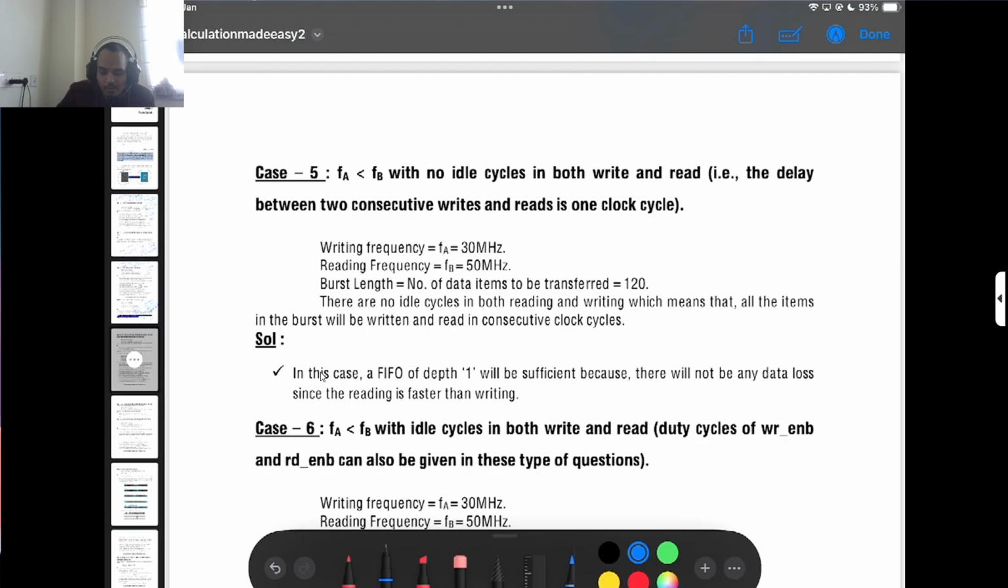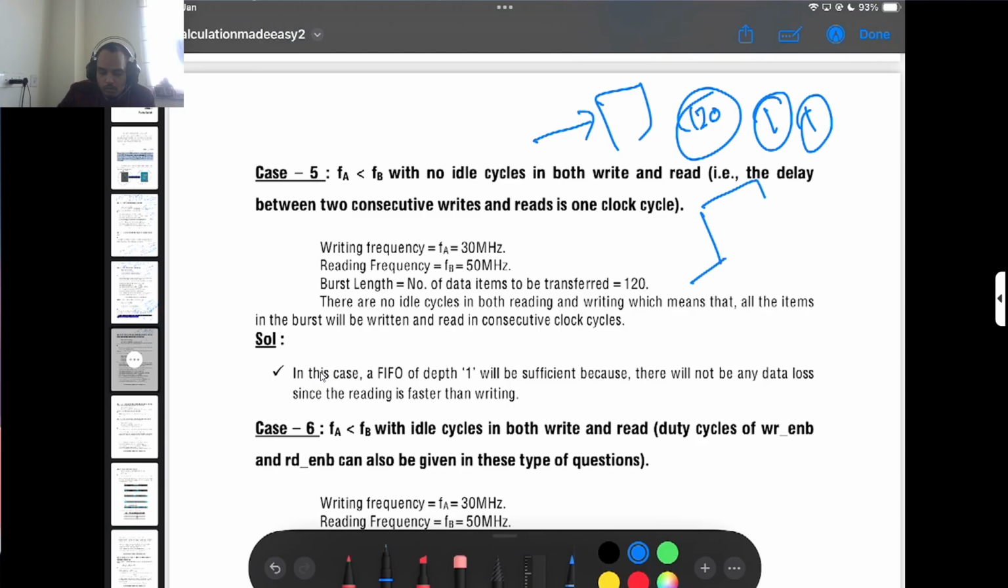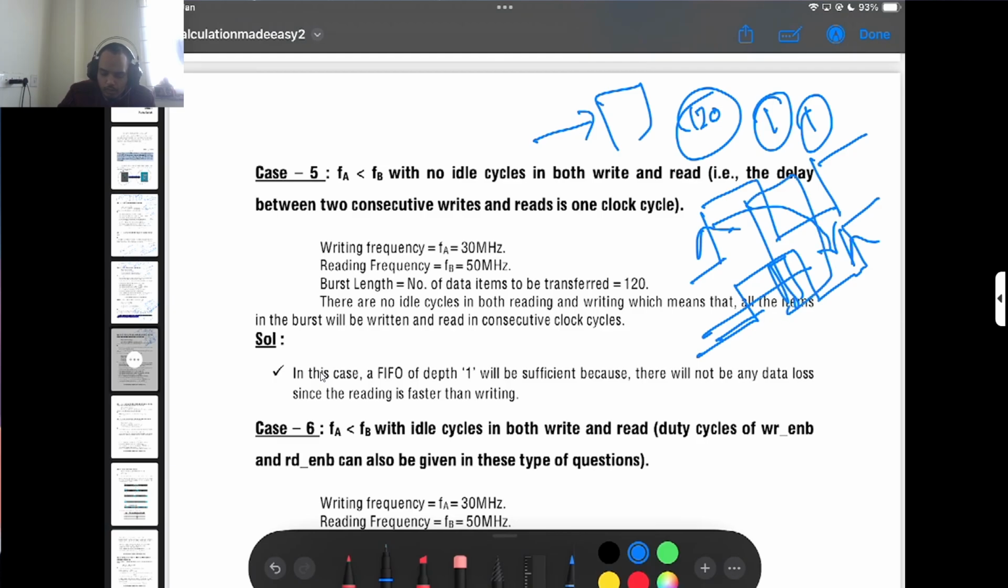So only for burst data, like in burst mode, if you are sending 120 data, only one FIFO depth is required. Suppose this is my clock cycle. You start to store the data, and this data will take this much time. So for this much time we need a FIFO depth of 1. That's all.